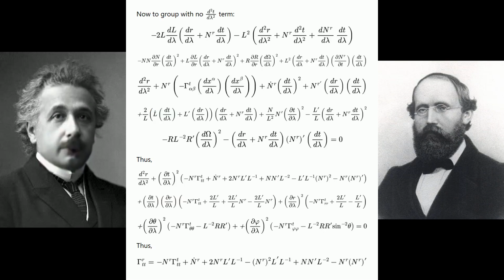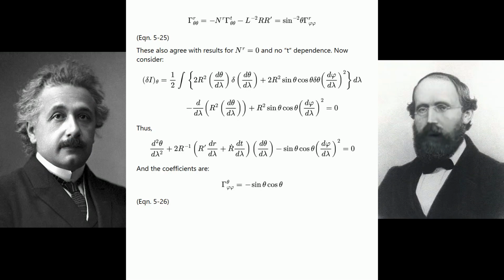Now to group with no d²t/dλ² term. See the group of equations shown. Thus, see the group of equations shown. Thus, see equation 5-22. See equation 5-23. See equation 5-24. See equation 5-25. These also agree with results for n^r equals 0 and no t dependence.